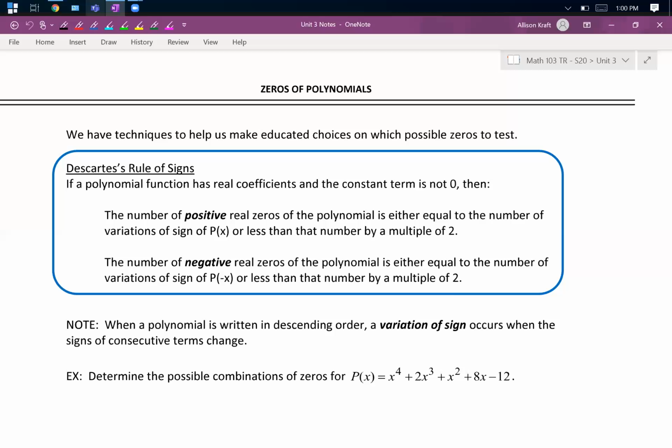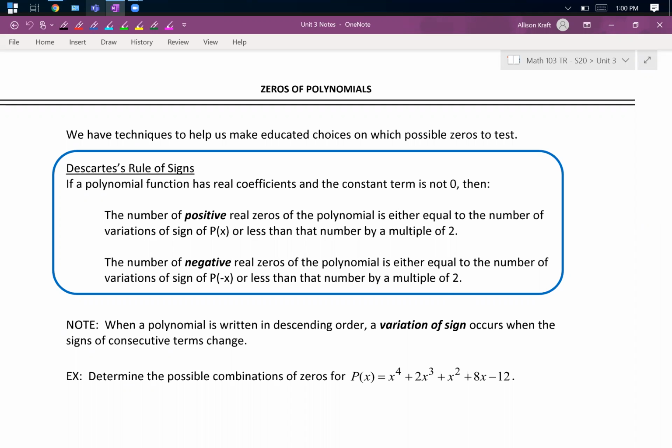So our rule of signs here says that the number of positive real zeros is either equal to the number of sign variations in P of X, and a sign variation is just when we're switching from plus to minus or minus to plus. So we're going to count the number of sign changes in P of X, and that's going to be the number of positive real zeros we have, or it could be less than that number by a multiple of 2.